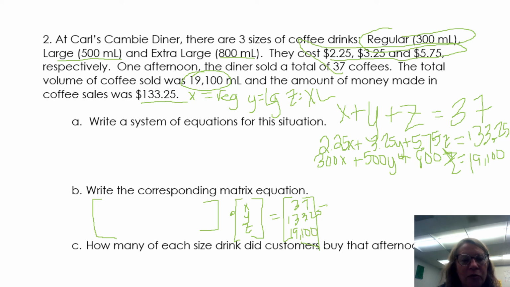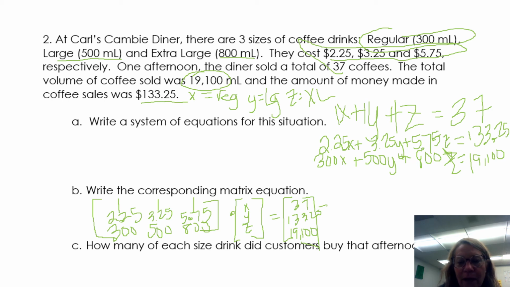So our coefficient matrix will be 1, 1, 1 for the coefficients of the first equation. The second equation is 2.25, 3.75, or 3.25, sorry, 3.25, only $1 more to upgrade, and then 5.75. And then our volume is 300, 500, and 800. And that's our matrix equation.